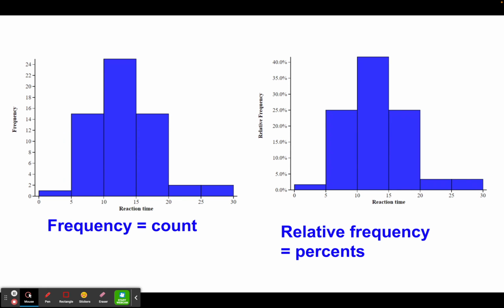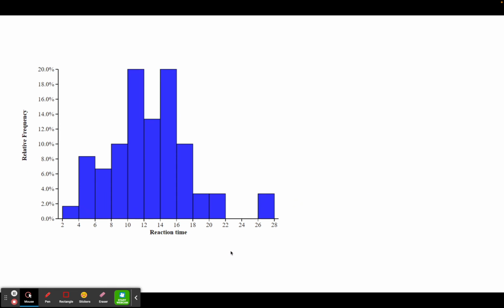Now, here are two histograms side by side showing that same data. And notice the one on the left, I have graphed frequency. So you'll notice over here it says frequency on the vertical axis. And here I've graphed the counts. So for example, we had one data value from 0 to 5. We had 15 data values from 5 to 10. And this is showing us the counts. Over here, we're doing percentages or relative frequencies. And notice that these graphs essentially look identical to each other. The only thing that's different is the vertical scale.